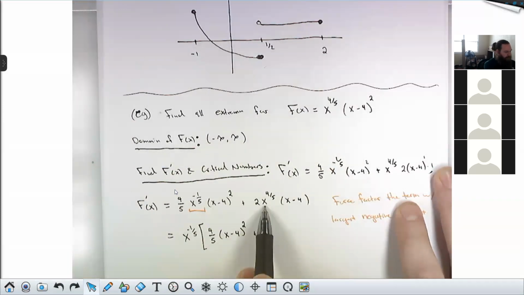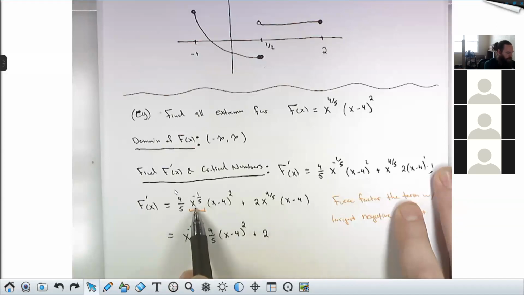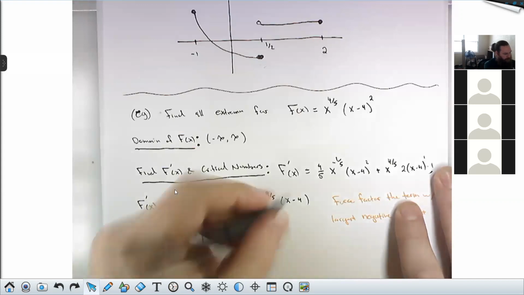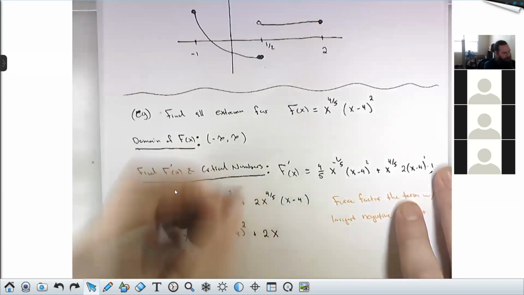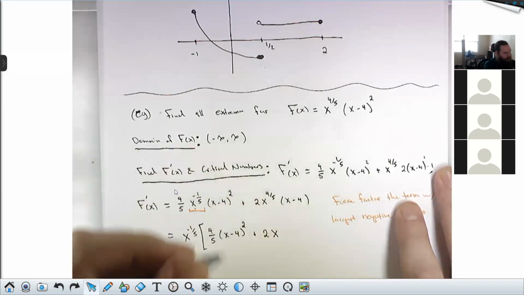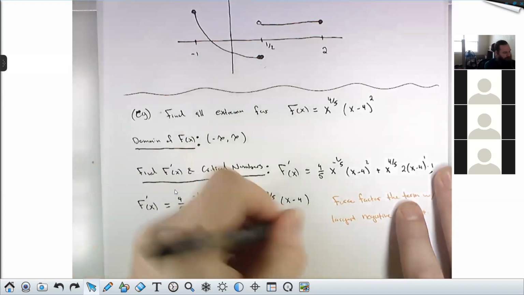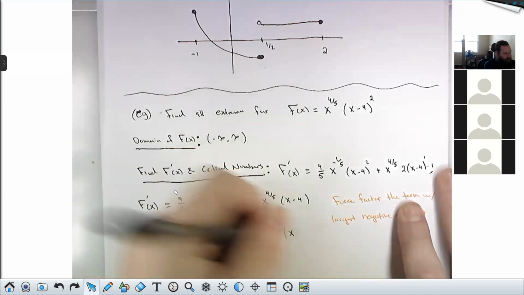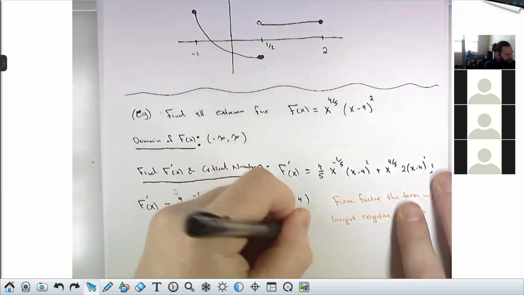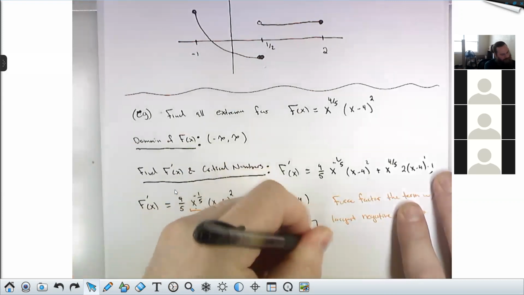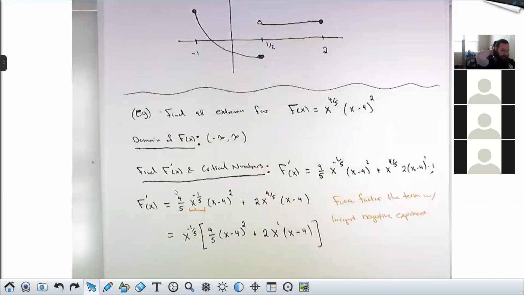I'll have x to the 4/5 divided by x to the negative 1/5. This is going to become x to the 4/5 plus 1/5, which is x to the 1, times here (x minus 4). So this is a very neat algebra trick, and I want you to think about how that force factoring works. This trick can save you a lot of time on these sort of problems.